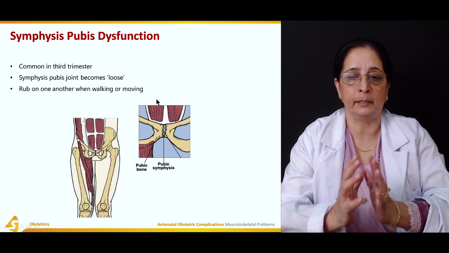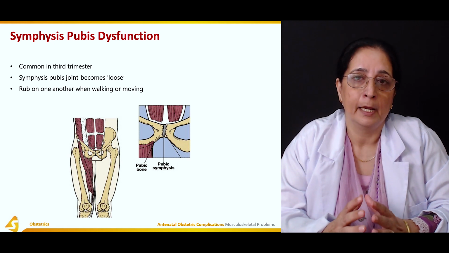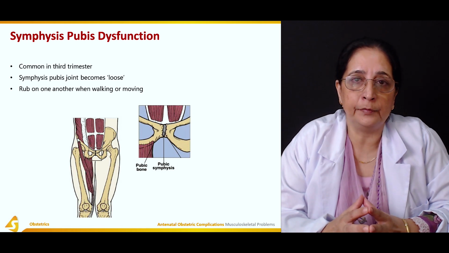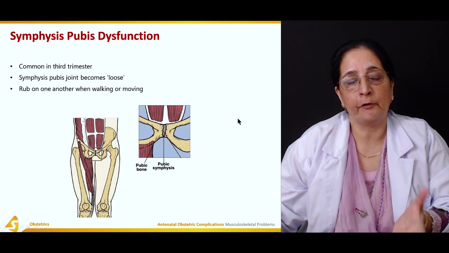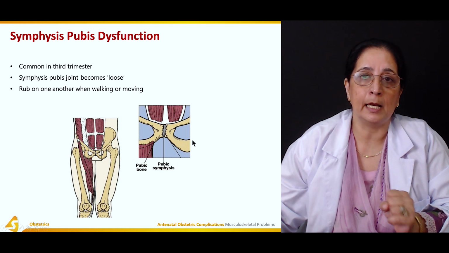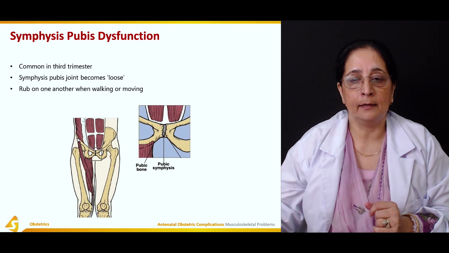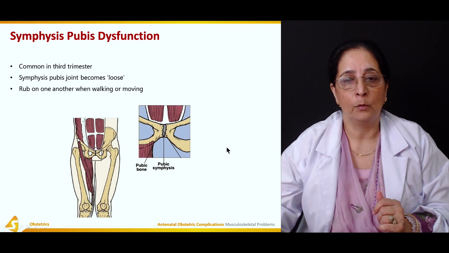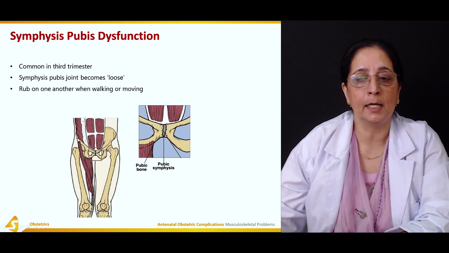So this is symphysis pubic dysfunction, due to relaxation of the ligaments, and the relaxation of the ligaments is a result of the pressure of the gravid or enlarged uterus. These ligaments become loose, and loosening of the ligaments causes loosening of the joint, and there is rubbing of the bones on top of each other when walking or moving. So this is symphysis pubic dysfunction.